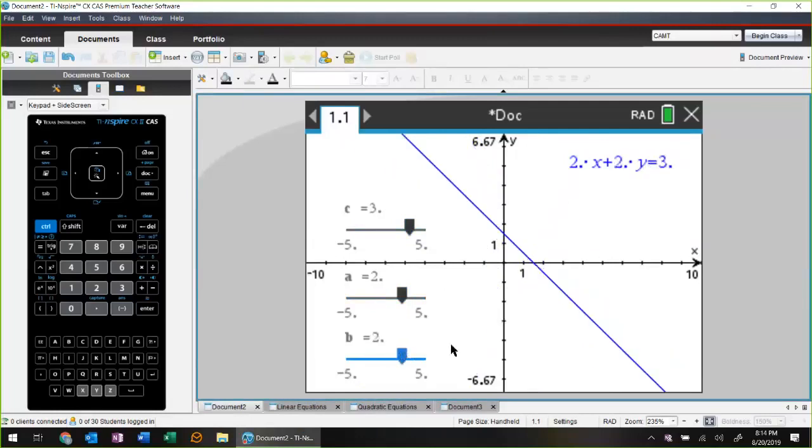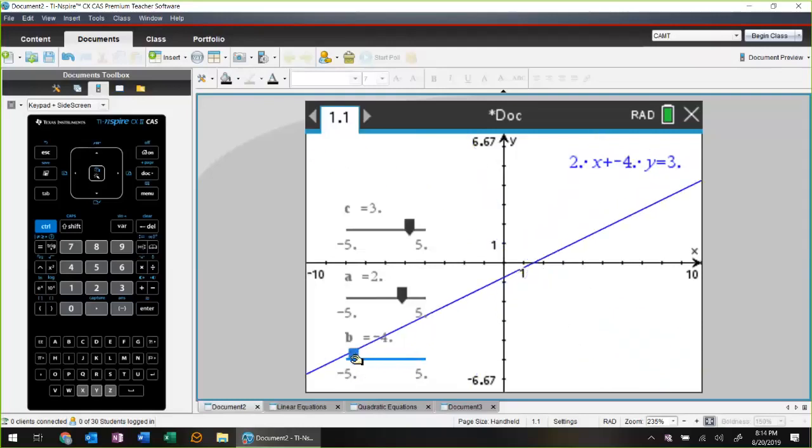Or I could ask my students, for what conditions of A, B, and C would the slope of the line be positive, and for what would they be negative? Now, typically standard form is just a positive value of A, and so I'll just change B, and notice that when A and B are both positive, I have a negative slope. And when A and B are opposite signs, I have a positive slope. I might ask, for what conditions will the graph go through the origin? I can move it, and I can see that it goes through the origin at C.